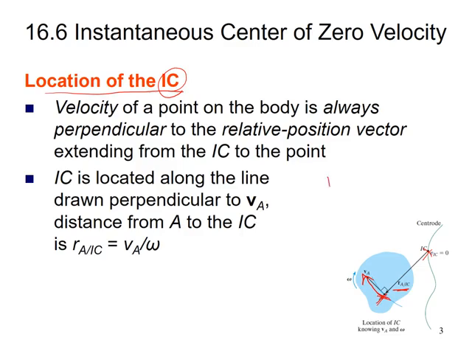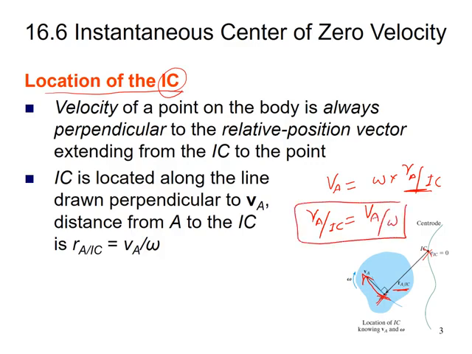As we know, VA is equal to omega cross RA with respect to the instantaneous center. So what is RA with respect to the instantaneous center? RA is equal to VA over omega. In this way we can find the position vector with respect to the instantaneous center, or we can also find omega, the angular velocity at which this rigid body is rotating.